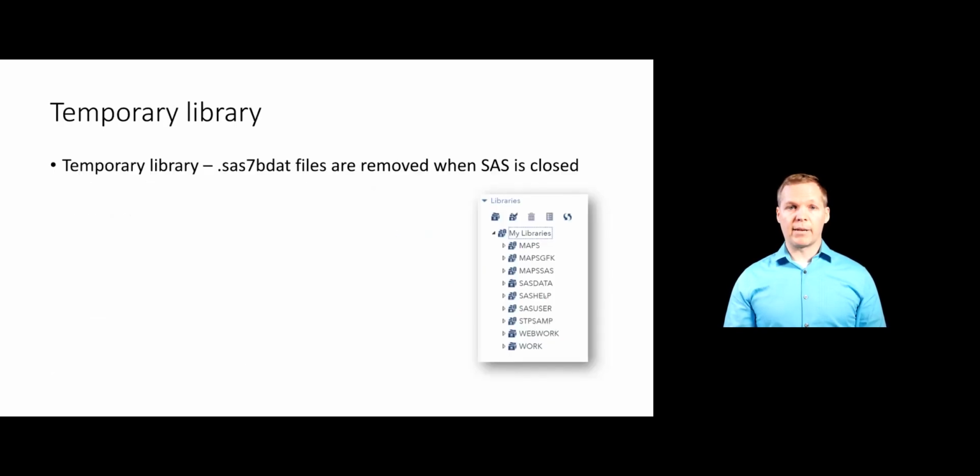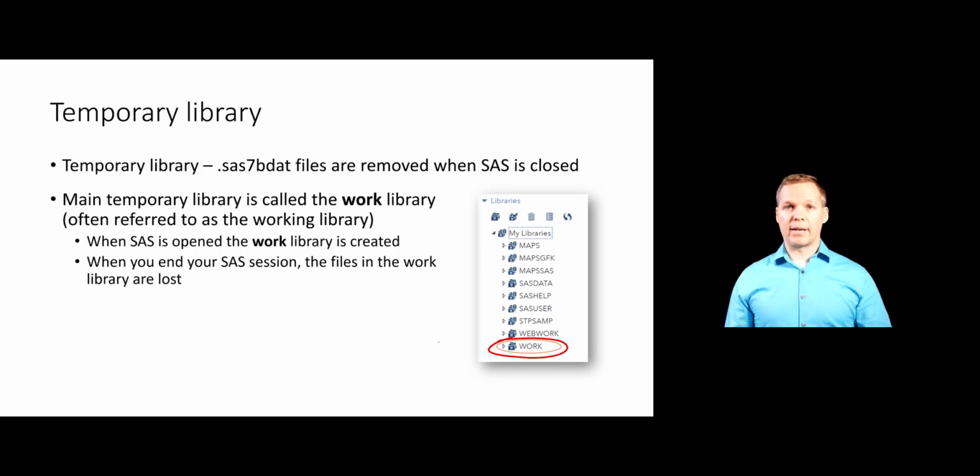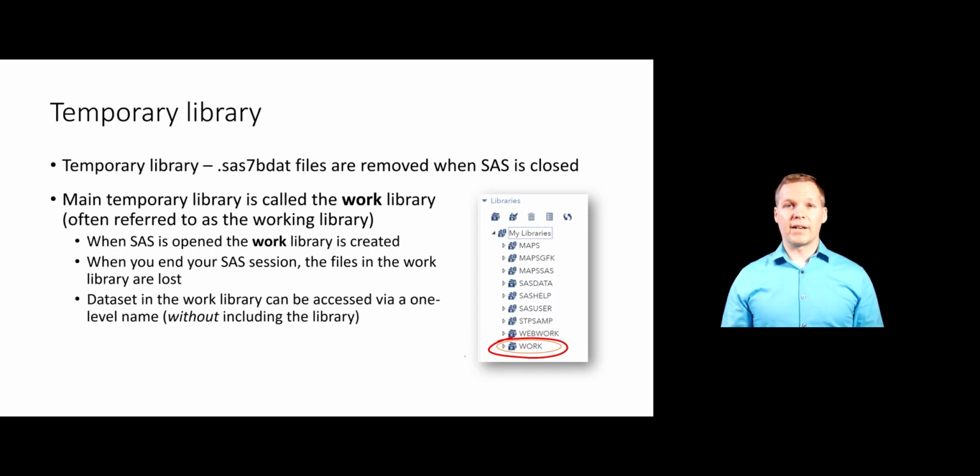Now on the flip side, we can have temporary libraries, and this is where you will still create a SAS dataset, but when you close down SAS, you're going to lose those SAS datasets. They're going to be deleted. And there's a temporary library that you're going to use a lot, and that's called the work library, or working library. That's available down here at the bottom. This is an automatically created library whenever you start up SAS. And again, when you close SAS, it's going to delete everything within that library. But what's nice about using the working library is that you can access your dataset names using a one-level name. By default, if you use a one-level name where you just say the dataset name, SAS is going to assume you're working in the work library.